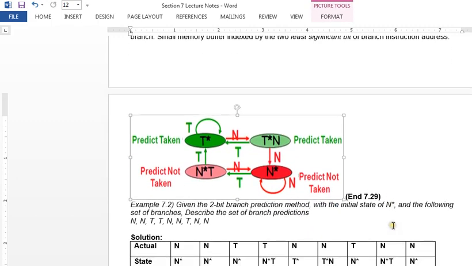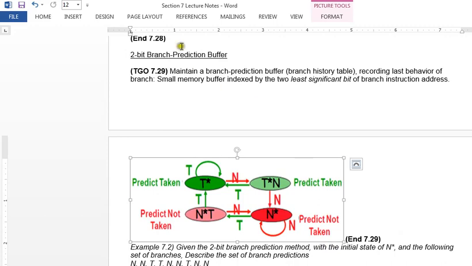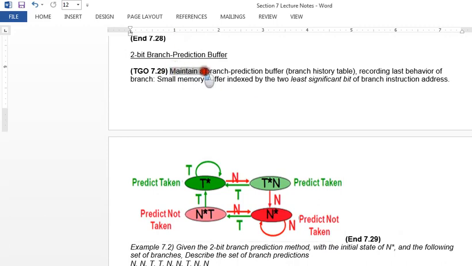Okay, so let's say what happened is, let me read this first part of the slide. Maintain a branch prediction buffer, branch history table, recording last behavior of the branch. So last behavior of the branch means we predicted it was going to be taken. It was taken, 00. We predicted taken, it was actually not taken, 01. Yes?